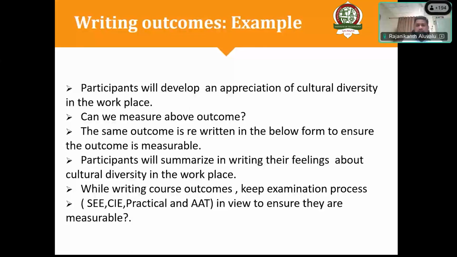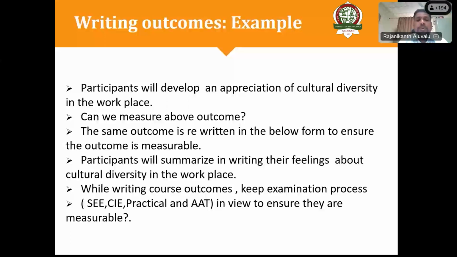just to understand what happens when we fail to write the proper outcome. Look at this example. There is an outcome which says the participants will develop an appreciation of cultural diversity in the workplace. For some course, some learning, this outcome is written. Now, how do we measure that? Just think of it. There is an ambiguity here. The assessor fails to develop an assessment for this particular outcome because this outcome is actually incomplete. So just look at how this particular outcome is rewritten.